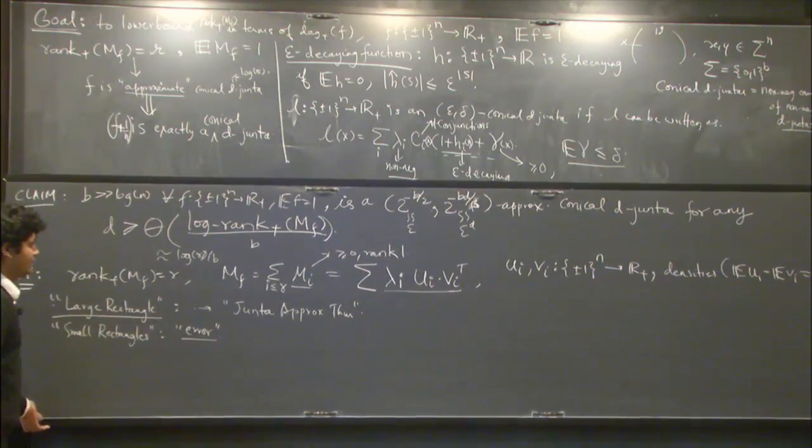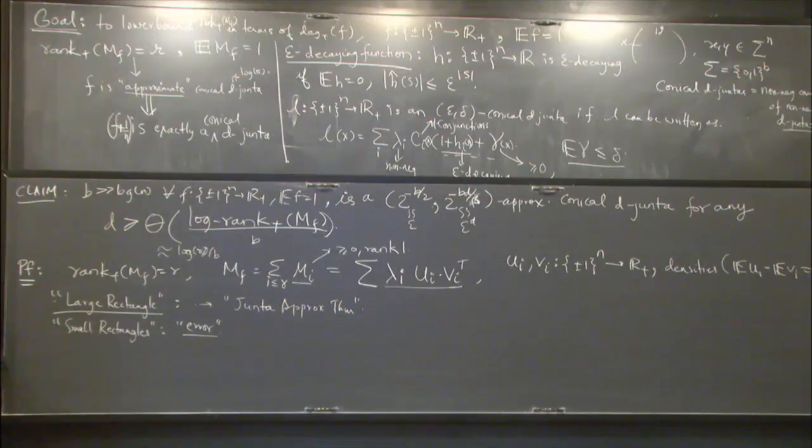So a large rectangle. In a rectangle world, I can define a large rectangle as in some subset sizes. Here I have distributions. So I'm going to use min entropy as my characterization of what a large rectangle means.